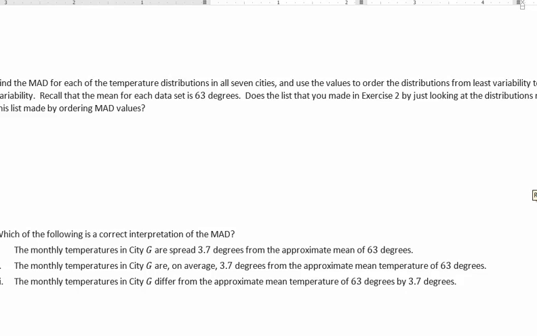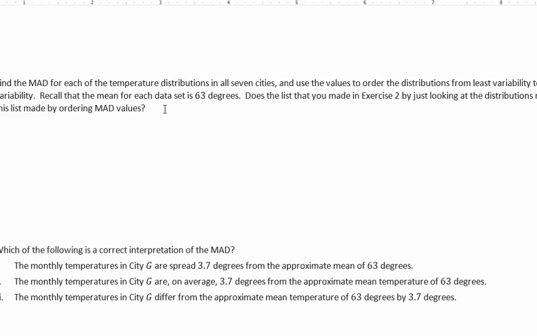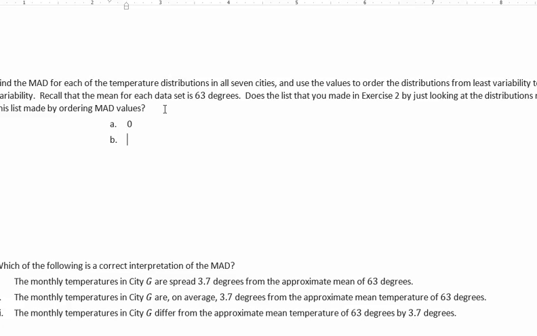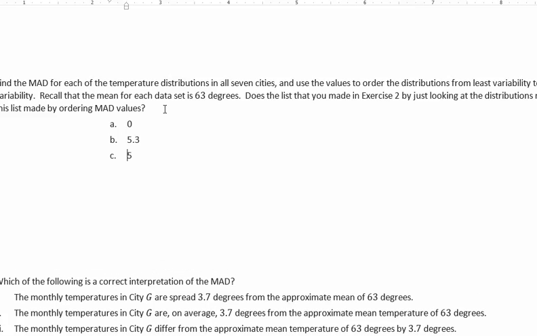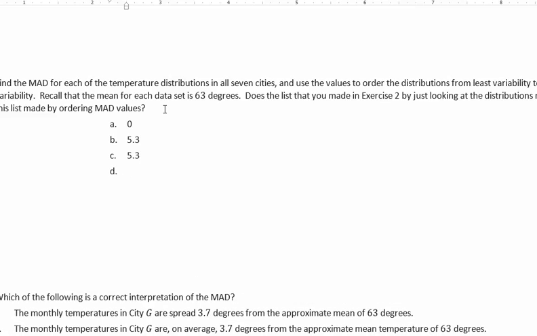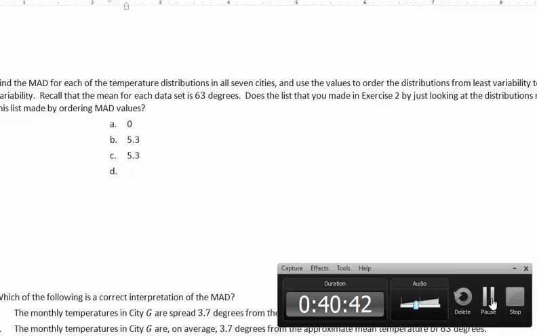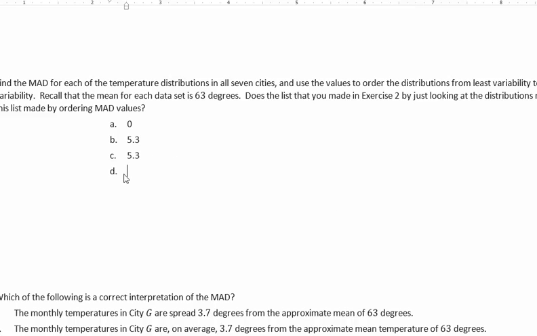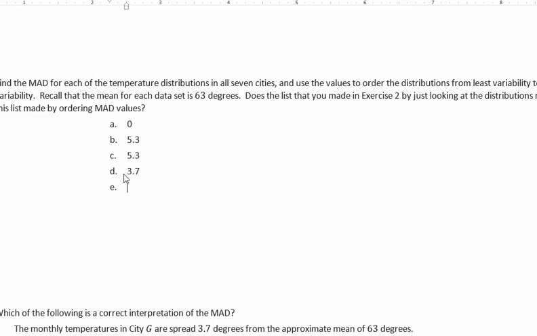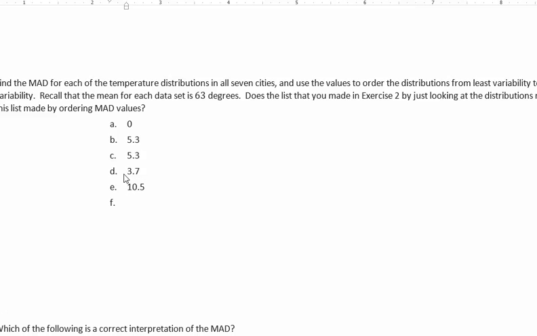Okay, we're going to go back to our problem. I am just going to write out all of their MAD values, and then we're going to discuss them. All right? So we had 7 cities. City A had a MAD of 0. City B had a MAD of 5.3. City C was 5.3. City D was the one we did at the very beginning. That was 3.7. City E was 10.5. F was 10.5. And G was 3.7.